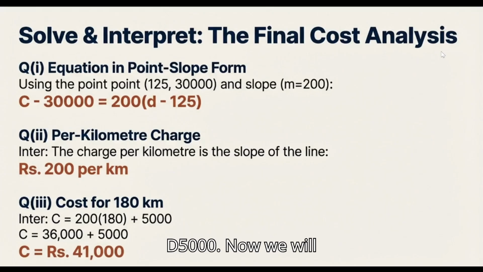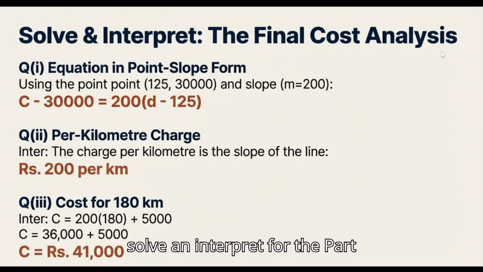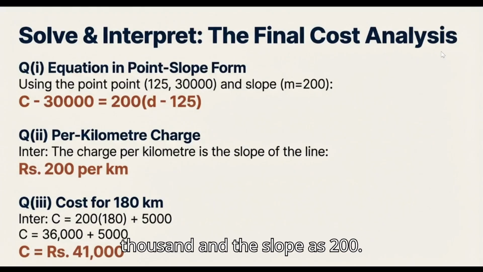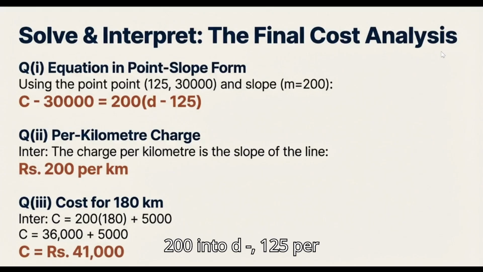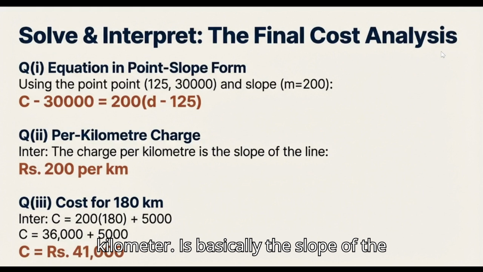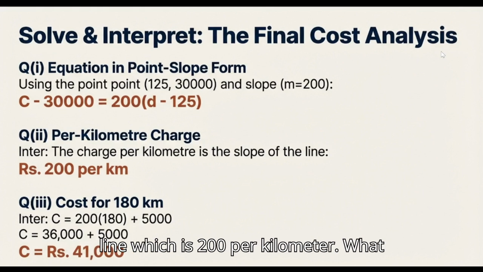Now we will solve and interpret. For part 1, we will use the point 125, 30,000 and the slope as 200. Placing the values, we will get our answer. C minus 30,000 is equal to 200 into D minus 125. Per kilometer charge: the charge per kilometer is basically the slope of the line, which is 200 per kilometer.